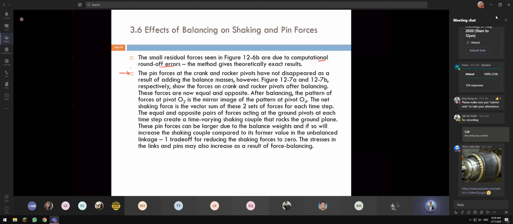However, figure 12-7a and b, it's over here, shows the force on the crank and the rocker pivot after balancing. These forces are now equal but in the opposite direction. So after balancing, the pattern of the pin force at the pivot O2 is the mirror image of the pattern of the O4.